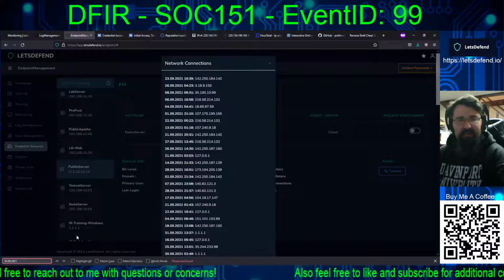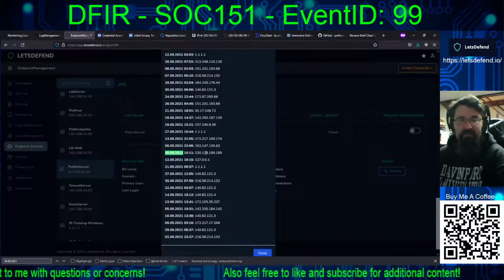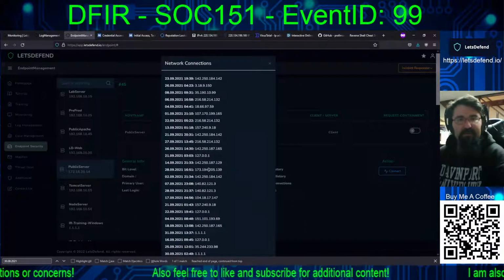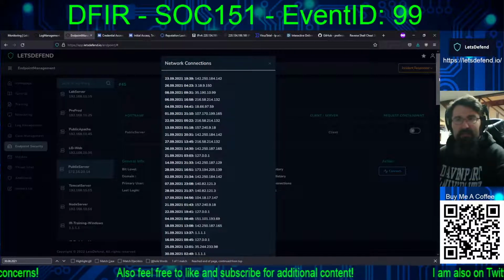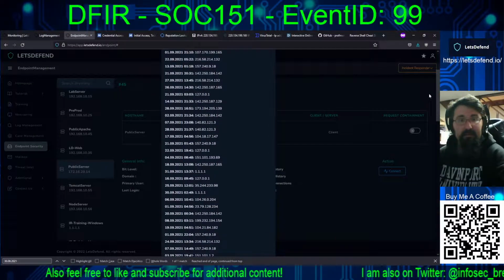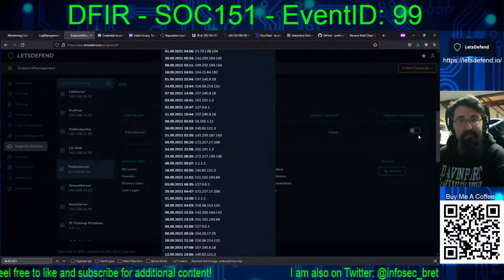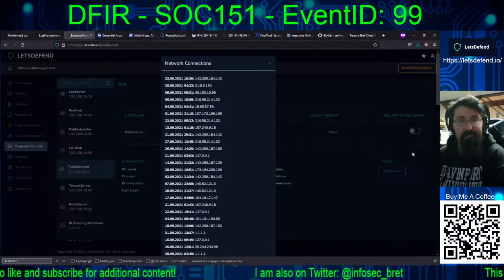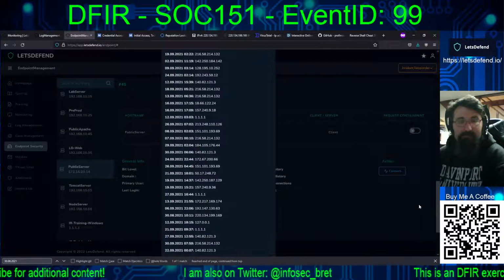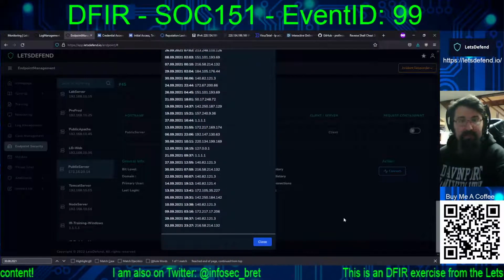Network connections, hooray! And the only thing we have is just that one for 10.11 going to our 220 IP address in Taiwan. I don't suppose there's anything there that would be like the 29th. Doesn't really look like it, but I could have gone past it.